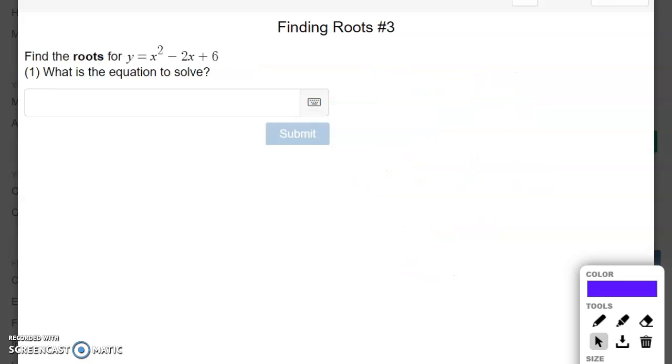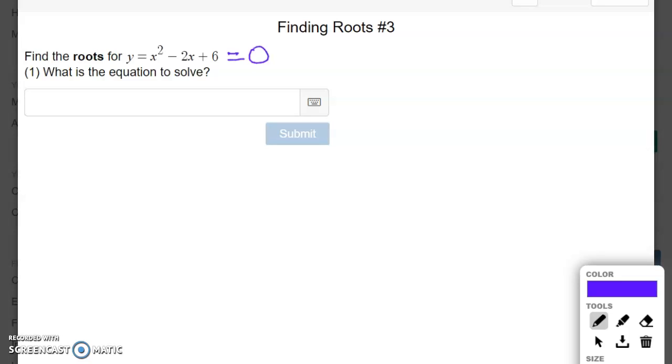which means my root for this function is also x is equal to 2. Okay, this time the question is asking you to find the roots. What is the equation to solve? The equation to solve is y is equal to x squared minus 2x plus 6. Remember, to find the roots, you need to find the equation that gives the output to be 0. So the equation to solve is equal to 0, and then finding the roots is going to be using this.